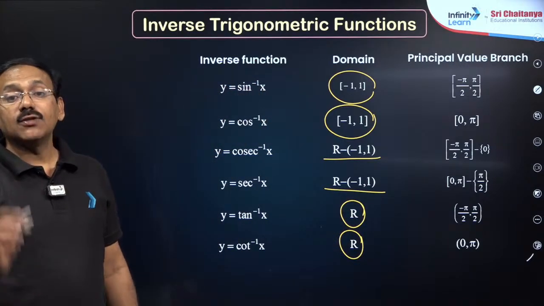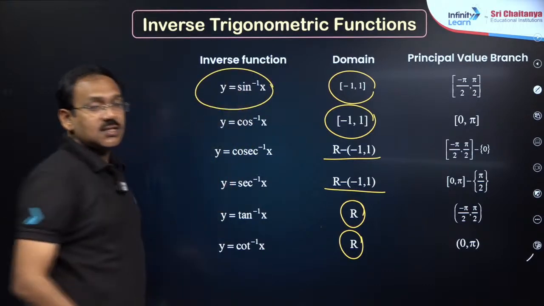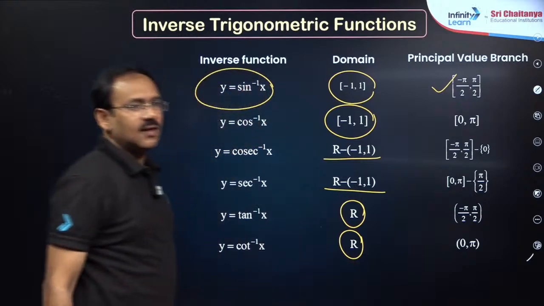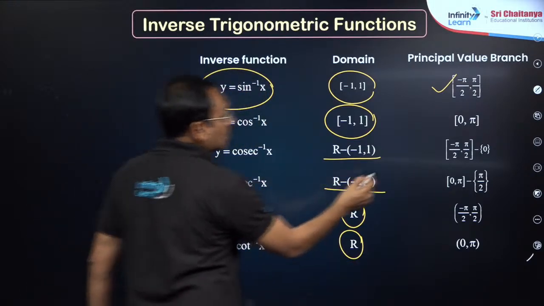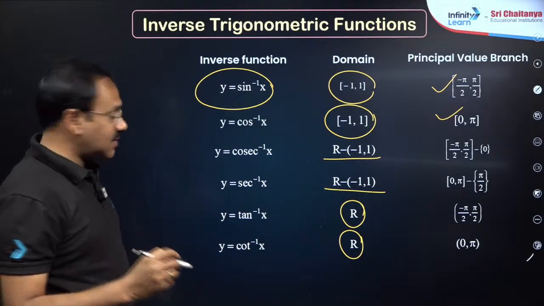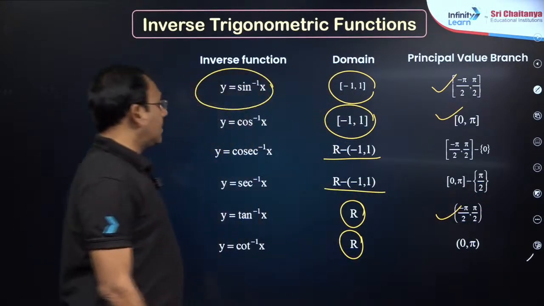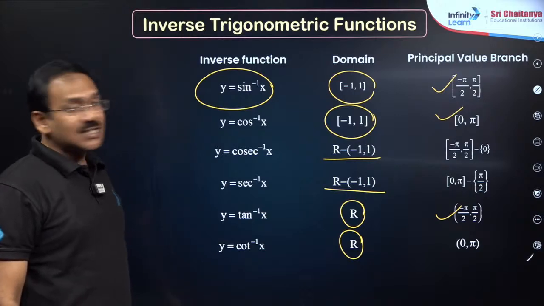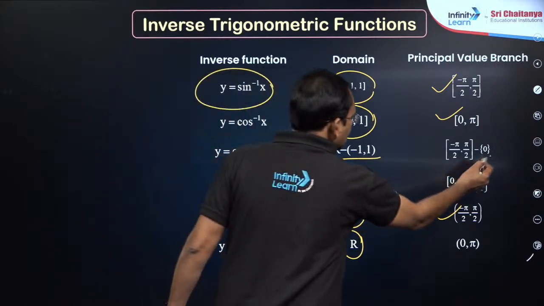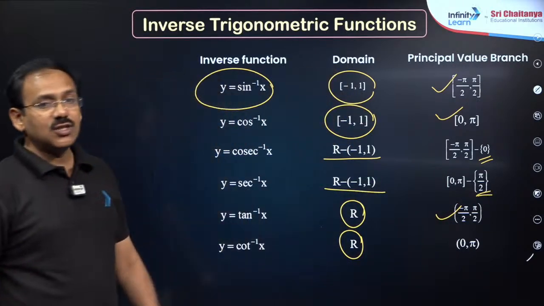Now the range, my dear friends: sine inverse x range is minus pi by 2 to pi by 2 closed. Whereas cos inverse x is closed 0 to pi, very important. Tan inverse x range is minus pi by 2 to pi by 2 open. Cosecant inverse x is just like sine inverse x, but of course take out 0. Secant inverse x, take out pi by 2, whereas cot inverse x is 0 to pi.